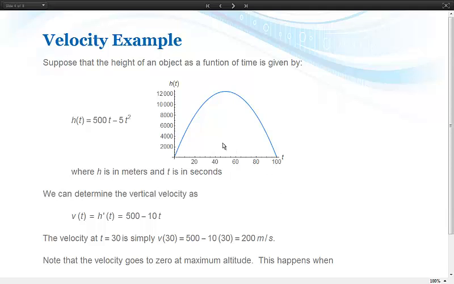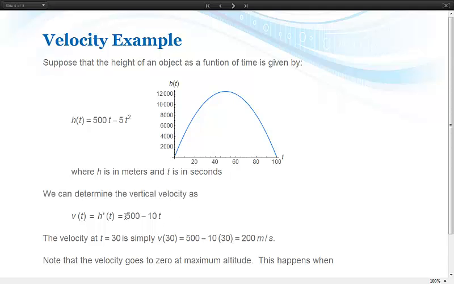Notice that the velocity goes to 0 at the maximum altitude. That makes perfect sense because what happens to an object? It rises, and then it slows down and stops, and then it starts falling again. So how can we figure out where that is?